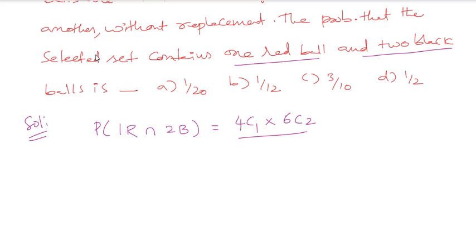divided by the total balls, which is 10C3. Am I right? So you will have it as 4 into 15 divided by 120, and you can cross verify it. So you will have the answer as 1 by 2. Clear? Are you getting what I'm saying? Understood? Then one more problem. I asked this as a homework, but I have solved it myself.